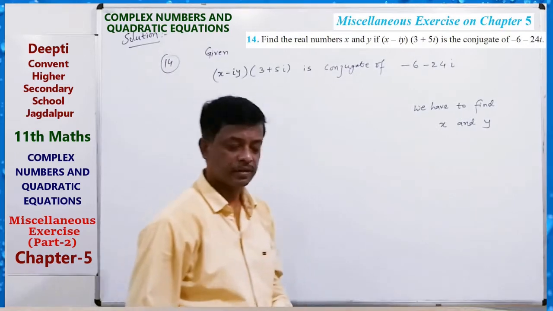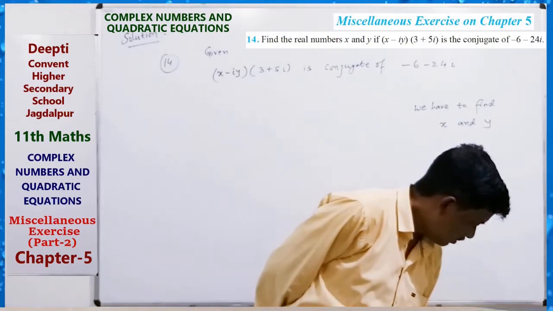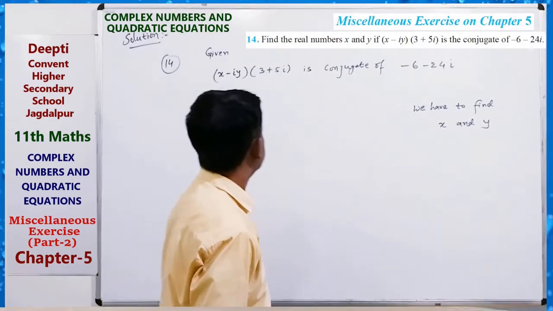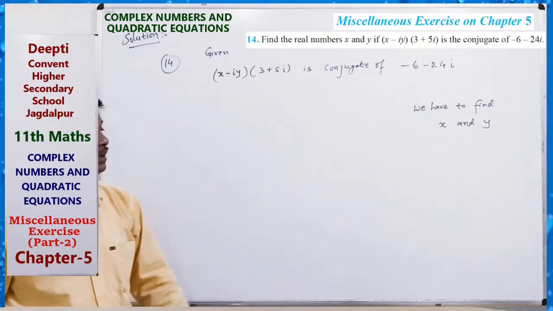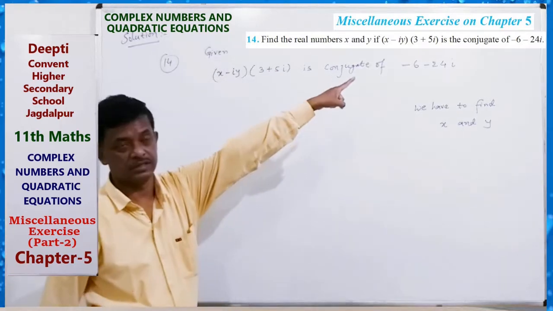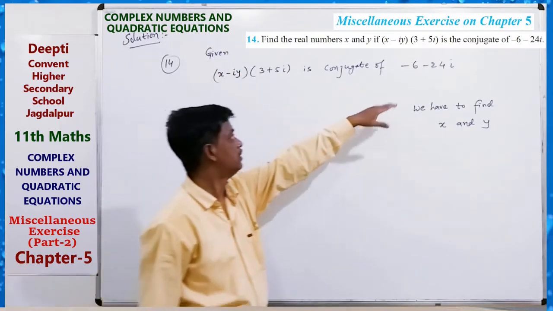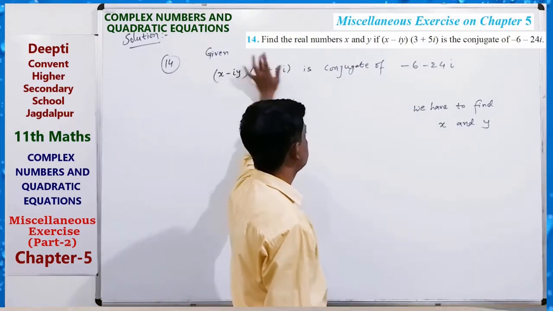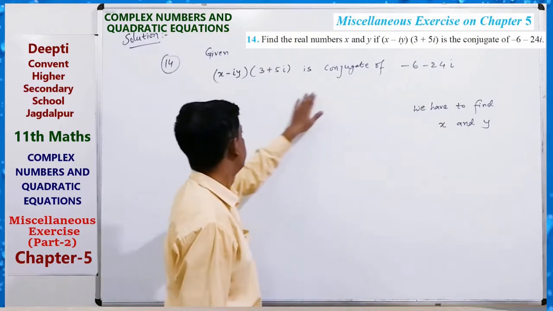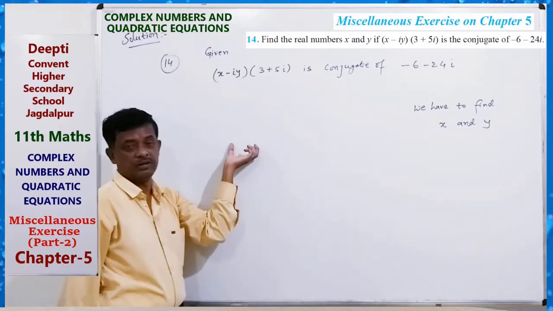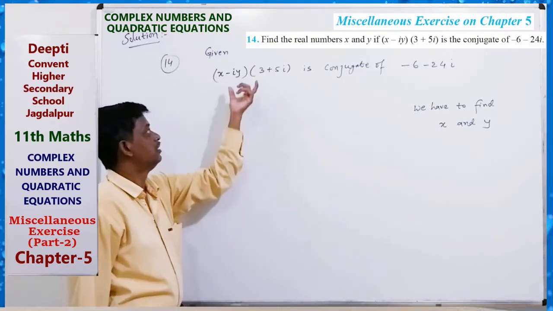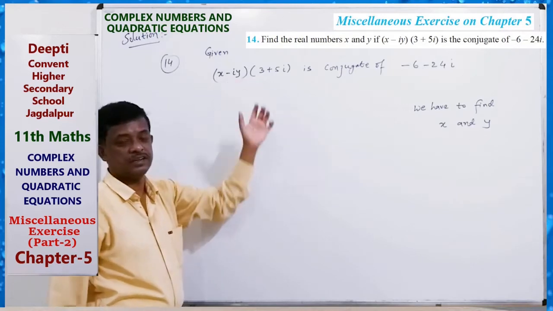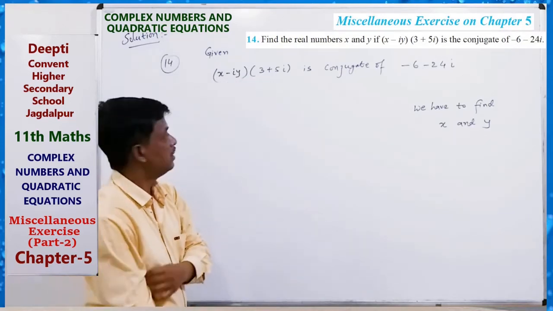Clear? 3 plus 5i times (x minus iy) minus 6 minus 24i. This is the conjugate of this, which means the conjugate of this quantity is equal to this. First of all, we have to write this combination in terms of the a plus ib format.